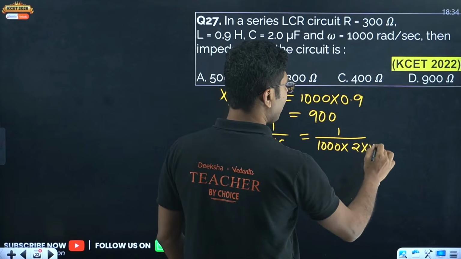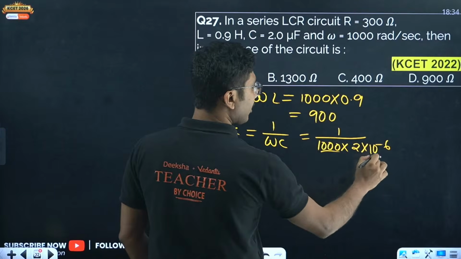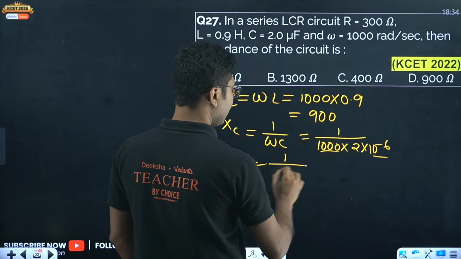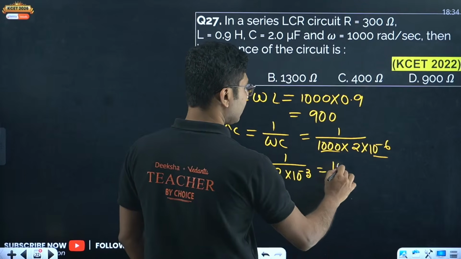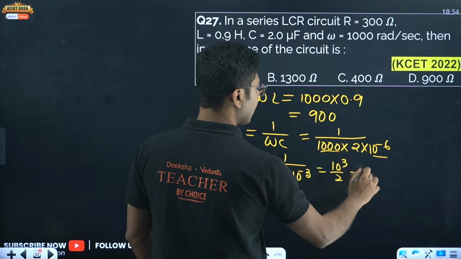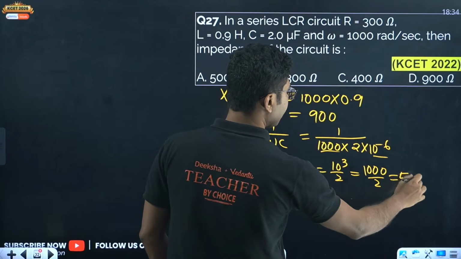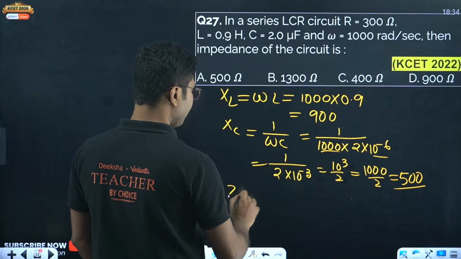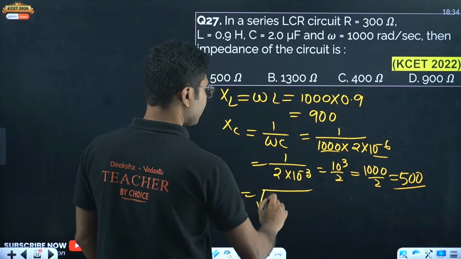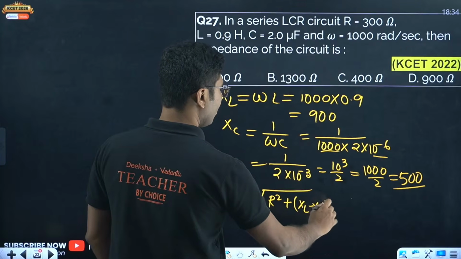Micro means 10 to the power of minus 6. So 1000 into 10 to the power of minus 6 becomes 1 by 2 into 10 to the power of minus 3. That is 10 to the power of 3 by 2, that is 1000 by 2 equals 500. Okay, so now what is the impedance? Impedance is very simple: square root of R square plus (XL minus XC) whole square.